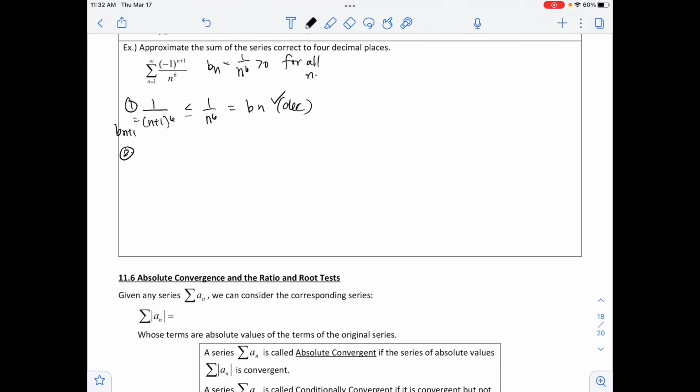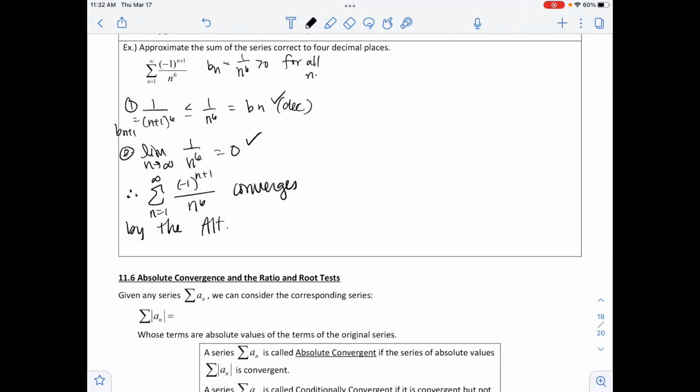Second thing that we need to look at is the limit as n approaches infinity of 1 over n to the 6th. And 1 over something large would be going off to 0, so check. So we can say that therefore the sum from n equals 1 to infinity of negative 1 to the n plus 1 all over n to the 6th converges by the alternating series test.